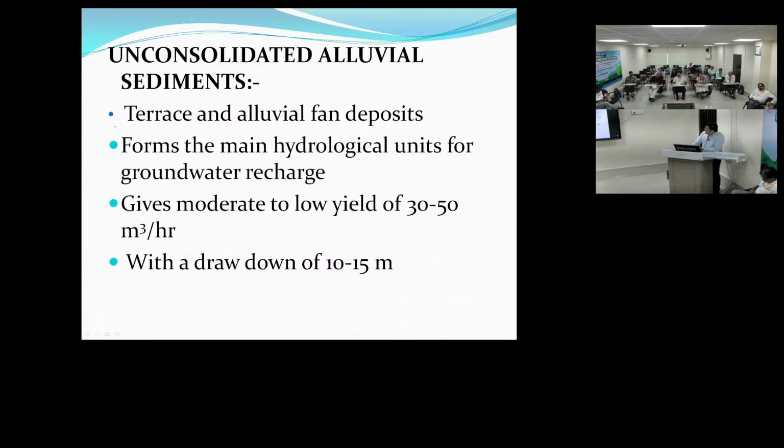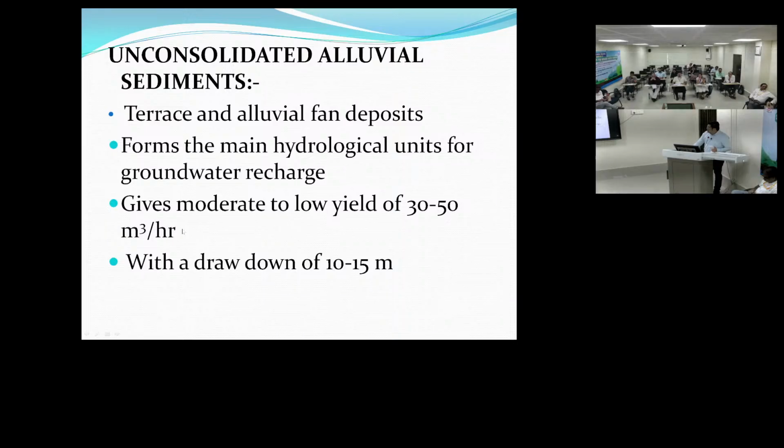In unconsolidated alluvial sediments, we get terrace and alluvial fan deposits. Near the hills, you can see fan type of deposits. Sometimes if you go through the field, you can observe those terraces. If you travel through the Kaziranga area, you can see certain gradient slopes. These are all types of terraces. So the terrace and alluvial fan deposits form the main hydrogeological unit for groundwater.